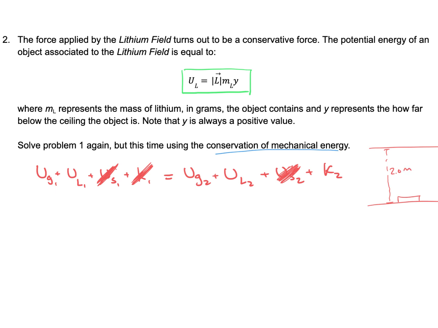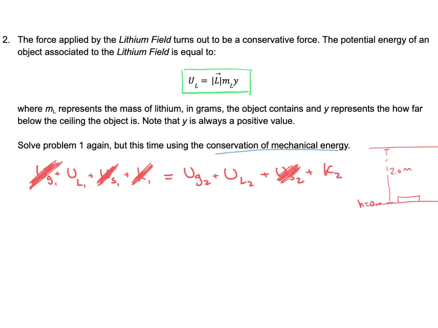I can set my reference height wherever I want, so I'm going to set it at the table. Okay, I'll set the reference height at the table, so the object has 0 gravitational potential energy at the beginning. And finally, you need to read the words carefully.